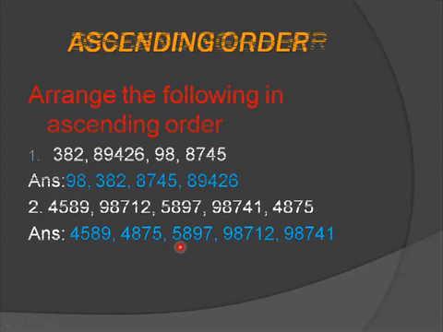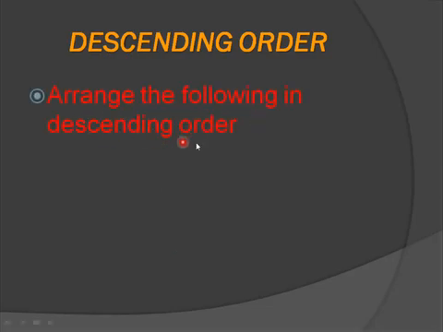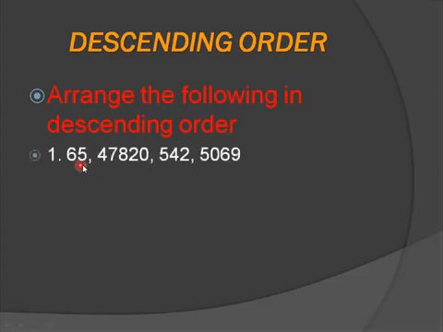Now let us see next one, descending order. So you know descending order is the opposite of ascending order. So in ascending order we write small to big. In descending order we write bigger number to smaller number. Let us see the example. Arrange the following in descending order. So here I have given the example as 65, 47,820, 542, 5,069. So this is how you will arrange in descending order.